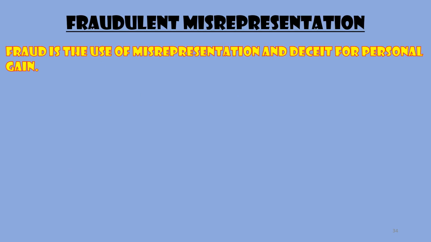Our last tort in this section is fraudulent misrepresentation. Fraud is the use of misrepresentation and deceit for personal gain. Another name for fraud is lying. Now, there are 4 elements that we have to establish to prove fraud.